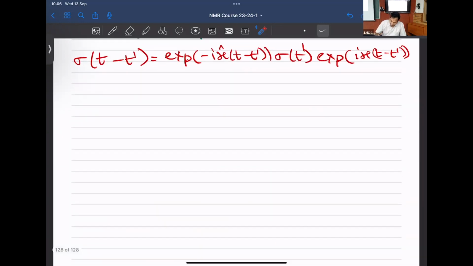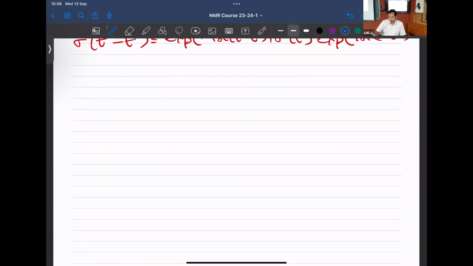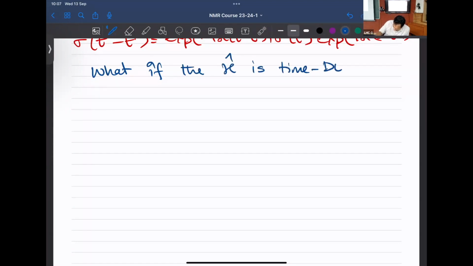So now let's take a look at what happens if the Hamiltonian is time dependent. That's the question we are trying to ask right now. What if the Hamiltonian is time dependent?